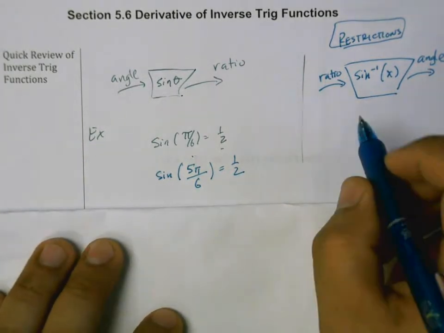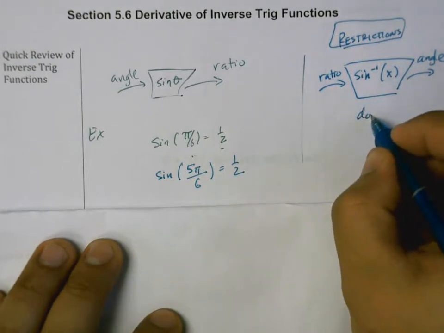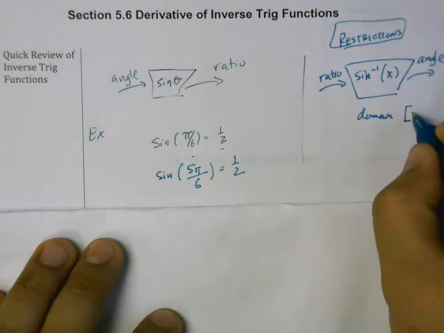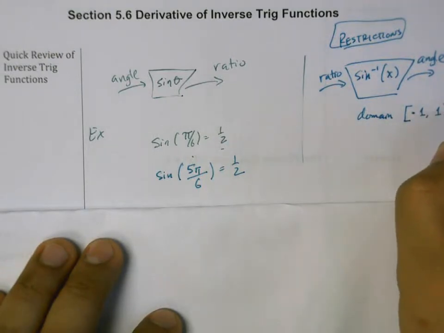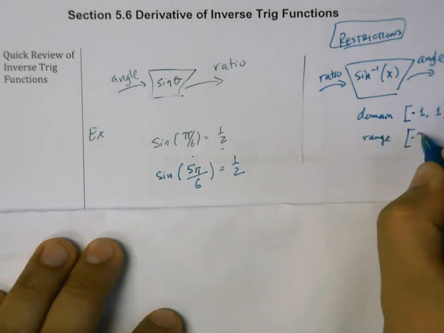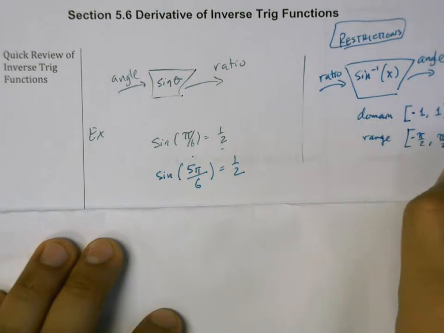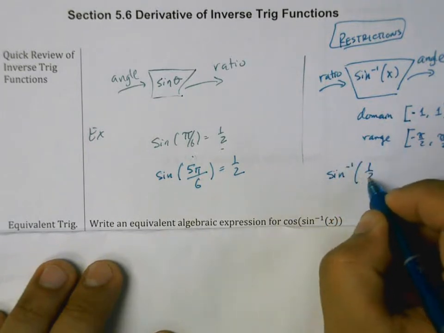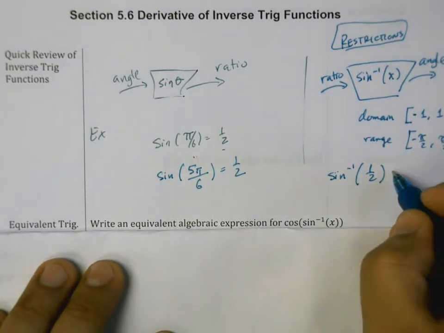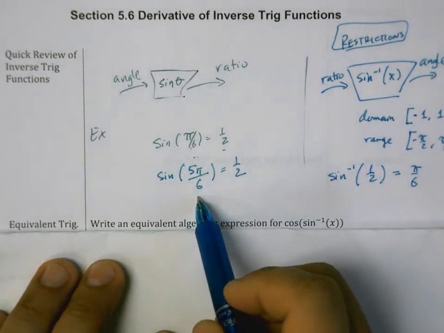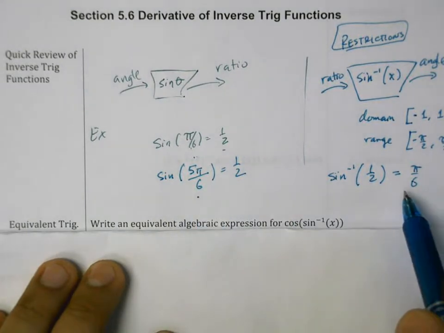In the case of sine inverse, it has a domain from -1 to +1, and it has a range from -pi over 2 to +pi over 2. So for example, if we pass in sine inverse of 1/2, we only get pi over 6. We cannot get both of these numbers because there's a restriction on the sine inverse function.